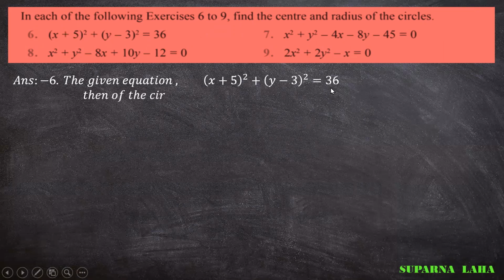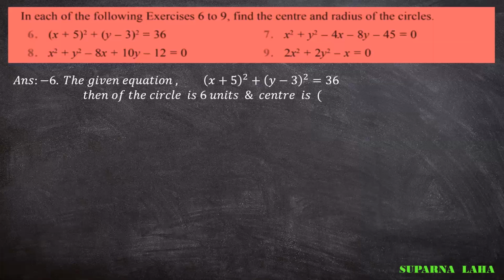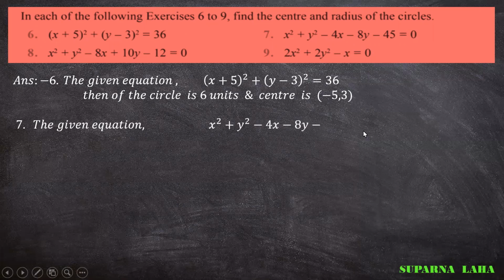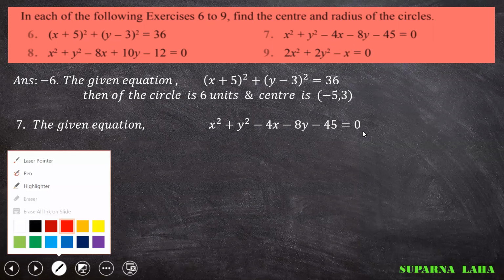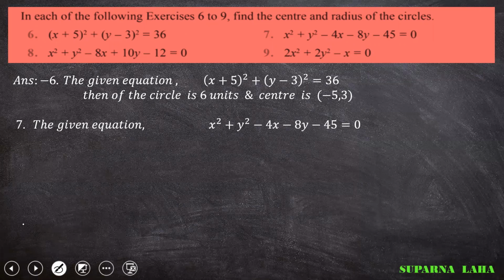So the center is minus 5 comma 3 and the radius is 6 units. Clear? Now next, given the general equation of the circle: x square plus y square minus 4x minus 8y minus 45 equals 0. Now if the general equation is given, then the center will be minus g, minus f, right? But before that, you need to rearrange this equation into the general form.